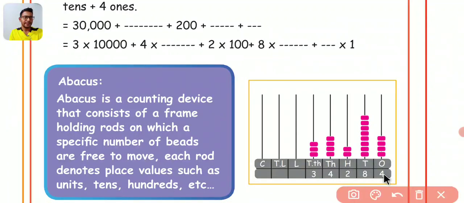In ones, down here they are giving 4, so there must be 4 beads. Let us count: 1, 2, 3, 4. 4 beads, it is right. In the tens place they are giving 8, so there must be 8 beads. 1, 2, 3, 4, 5, 6, 7, 8. 8 beads, so this is also right. In hundreds they are giving 2, so there must be 2 beads: 1, 2. Similarly, thousands 4, 10,000s 3. 1, 2, 3, 4. In 10,000s, 1, 2, 3. That is 3 beads. Therefore, this is 34,284. So now we are going to do this activity.